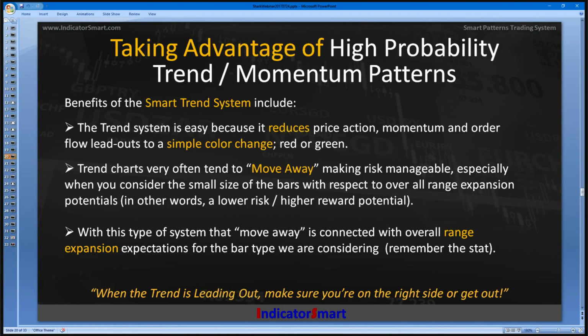Trend charts with these bar types often tend to move away, making the risk manageable, especially when you consider the small size of the bars with respect to the overall range potential. With this type of system that moves away, it's connected with overall range expansion. That's one thing markets do every day. The market opens and it does a certain number of ticks each day, and we spend a lot of our attention on predicting what those range expectations might be.